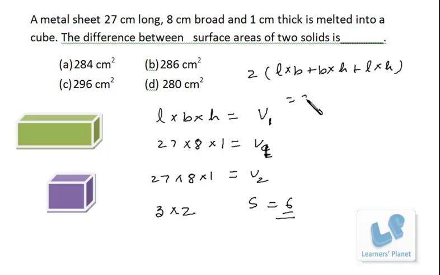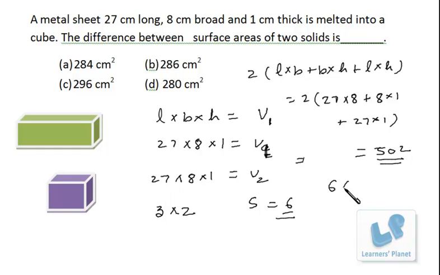So just put the value, that is 27 into 8 plus 8 into 1 plus 27 into 1, right? So after calculation you'll be getting it to be 502. Now what is the surface area of this cube? That is 6 into side square. So 6 into 6 square, that is 216. So the difference is 502 minus 216, right? Okay, I hope you are clear.